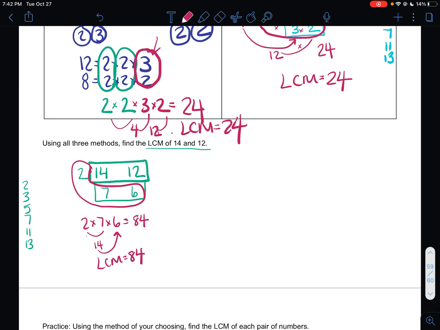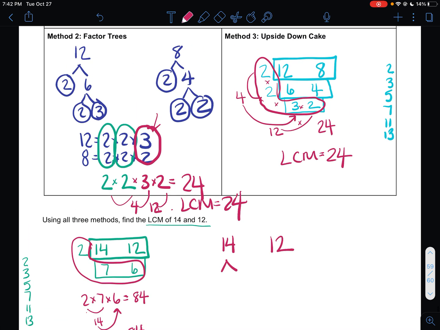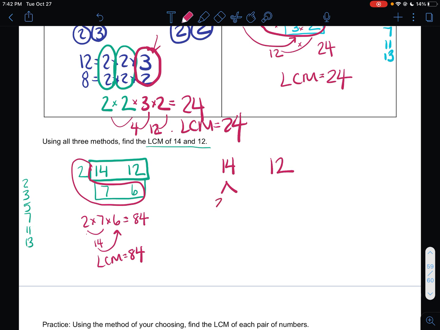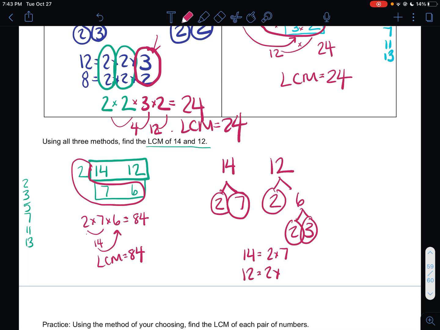Okay, so for the 14 and 12 for the trees, which if you didn't copy down that example, pause the video now and copy it down so you have it. Okay. So 14 would be 2 times 7, which those are both prime. 12, 2 and 6. 6 breaks down to 2 and 3. 14 equals 2 times 7. 12 equals 2 times 2 times 3.